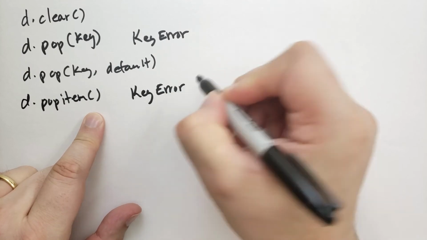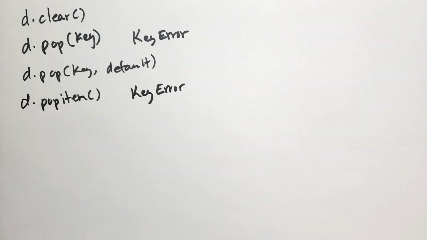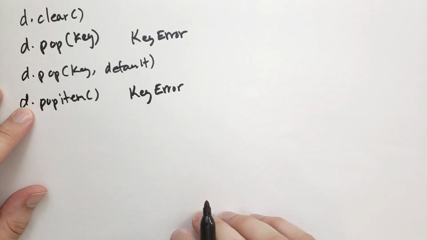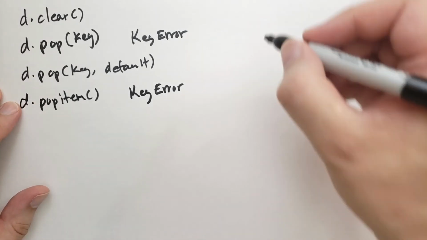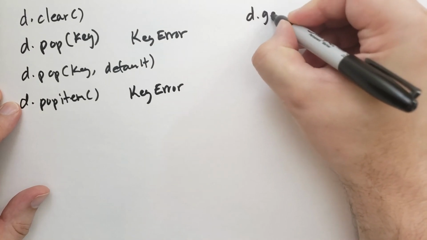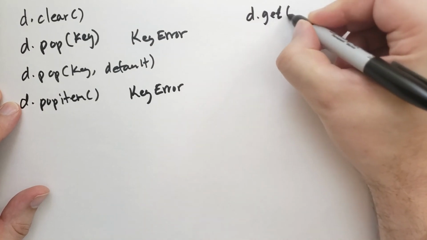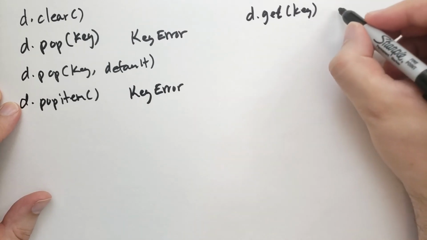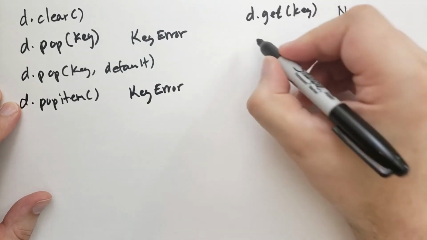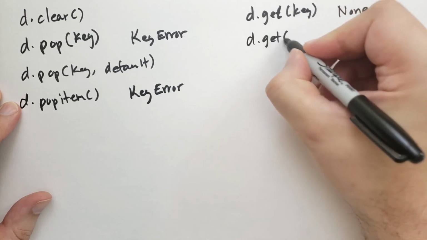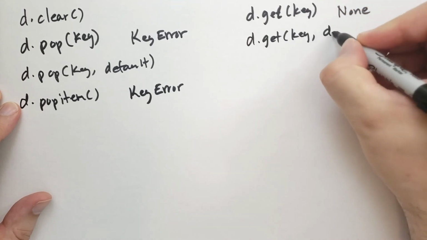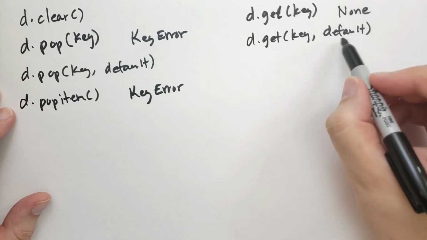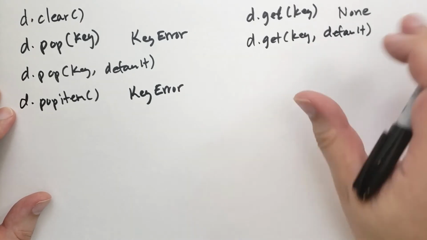There's several ways to fetch a value from the dictionary. We saw pop and popItem, but this destructively fetches from the dictionary. There's a couple ways to do it without destroying the dictionary in the process. You can call get, that's a T, with some key, and that will return the value for the key, or it will return none if it's missing. You can also call get with a key and a default value, which will return the value for the key or a default value if it's not present.